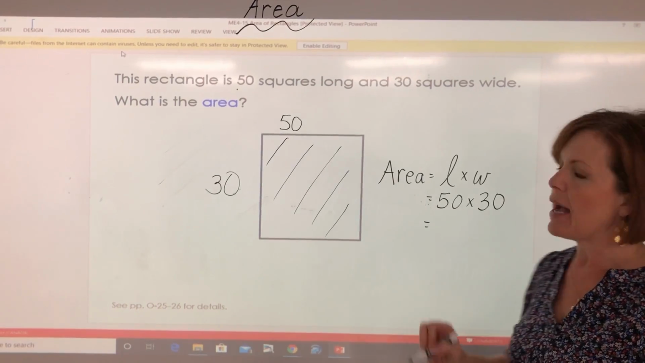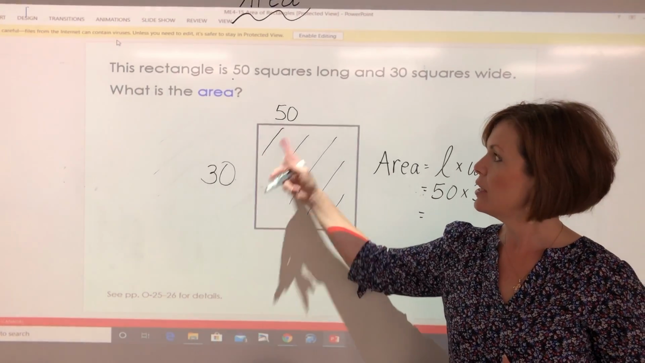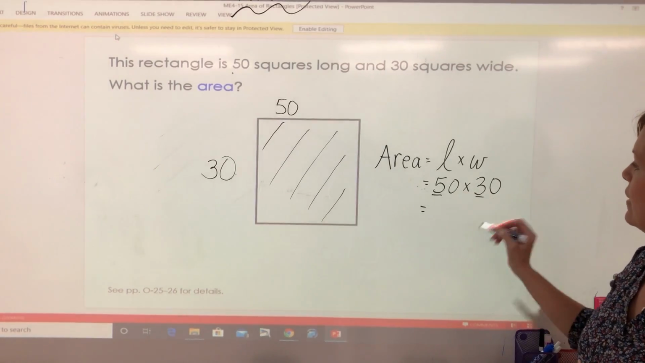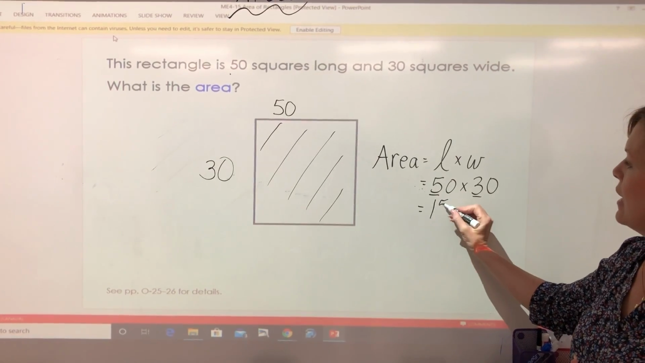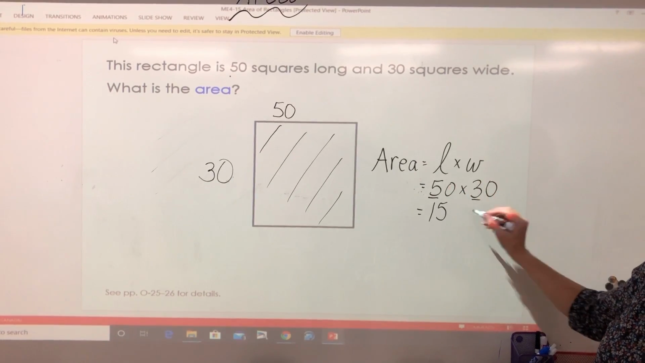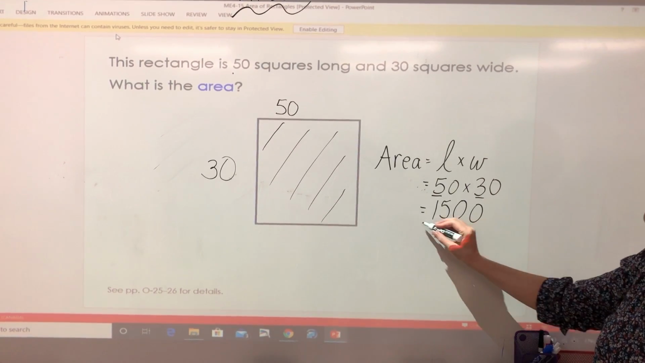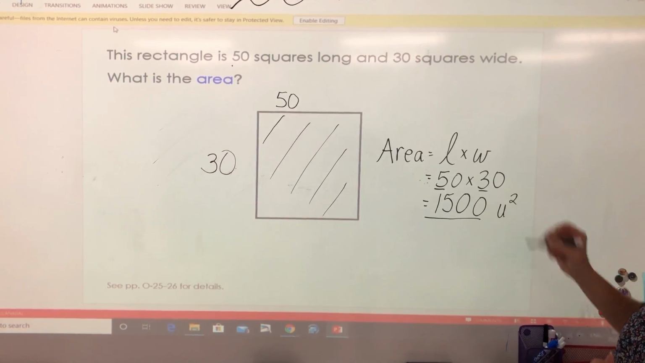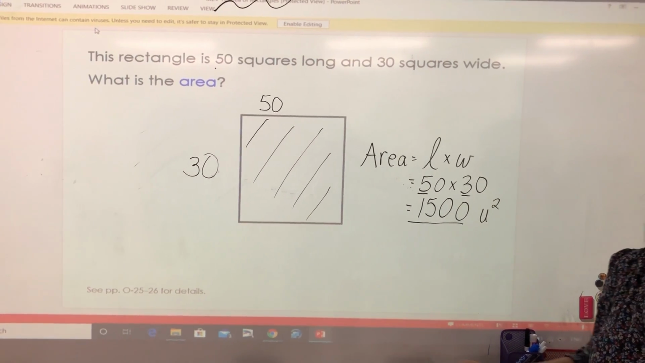Now let's go back to how to multiply 2-digit numbers that end with 0. We multiply the 2 digits in the front. 5 times 3 is 15. And then we add however many zeros there are total. There is 1, 2, 1, 2. The answer equals 1,500 units squared. All right, awesome.